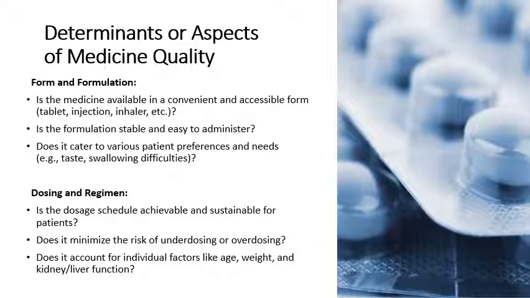The dosage regimen is also part of drug quality. Is the drug dosage schedule achievable and sustainable for patients? There are some dosages that are designed to be difficult. This can discourage the patient. Dosage regimen determines how frequently this drug is to be taken, and does it minimize the risk of underdosing or overdosing, and does the drug account for individual factors such as age, among children, among adults, among elderly persons.